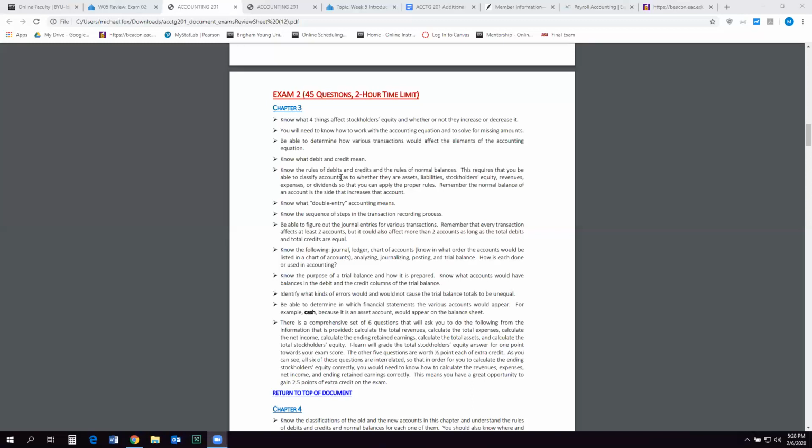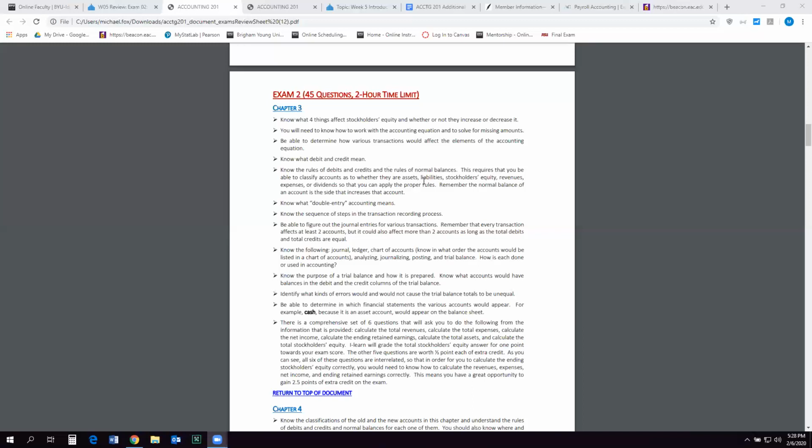So that's this next one, you have to know the rules of debits and credits and the rules of normal balances. That sounds kind of easy, but it's actually a lot to remember, because not only do you have to know the rules and apply them, you also have to look at an account and know which classification it is. Know that cash is an asset account or accounts payable is a liability account. And then know how the debits impact each of those accounts and how the credits impact each of those accounts. And also recognize that normal balances are always the side that increases the account.